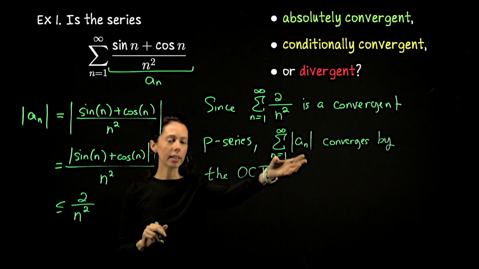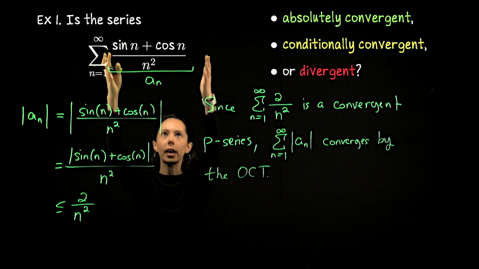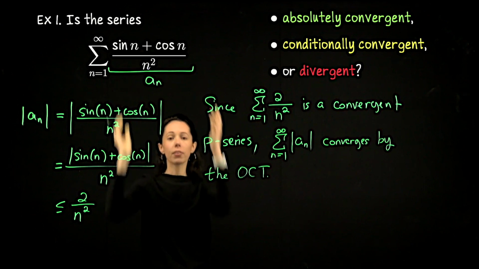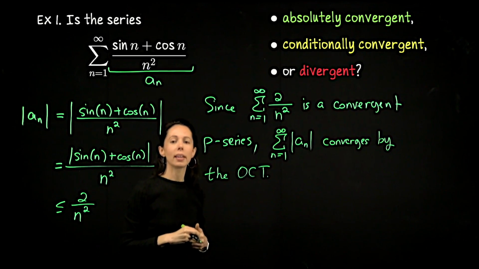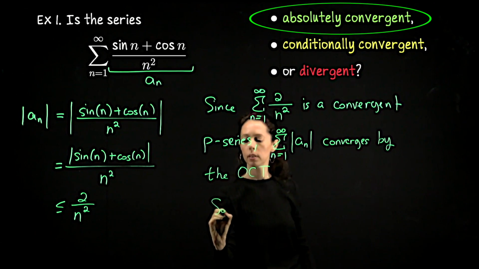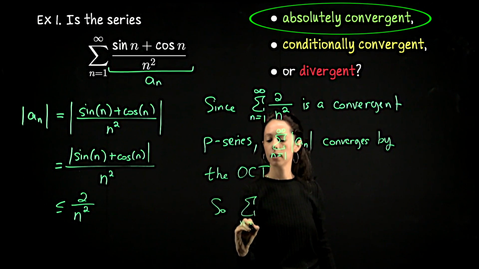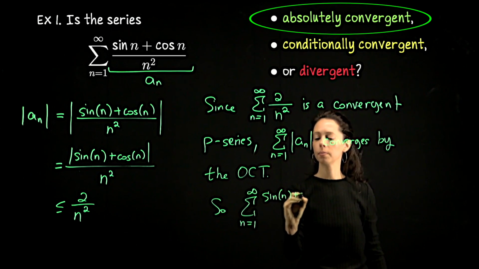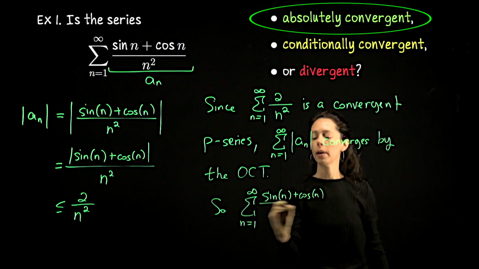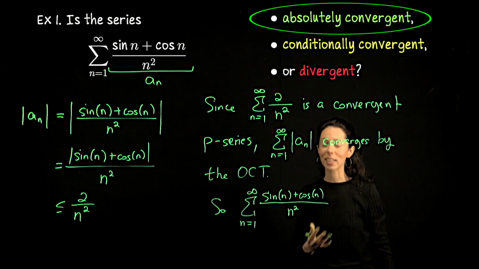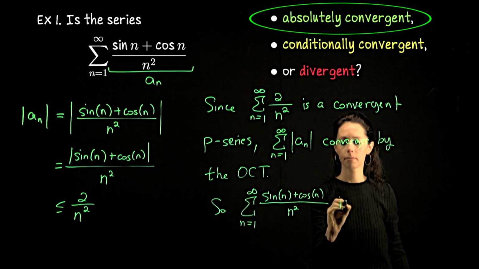If this series converges, the series I get when I take the absolute value of the terms we're adding up, if that converges, then this converges. And in fact, we can say now that it's absolutely convergent. So to summarize, the series from n equals 1 to infinity of sine of n plus cosine of n divided by n squared is convergent. In fact, it's absolutely convergent.